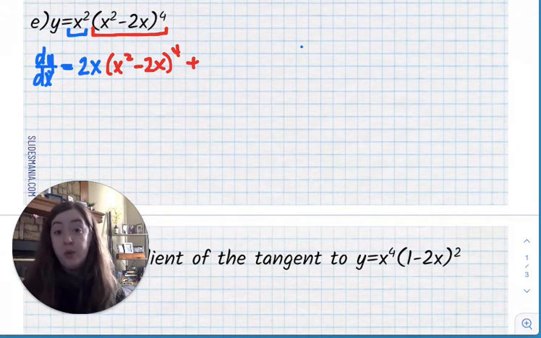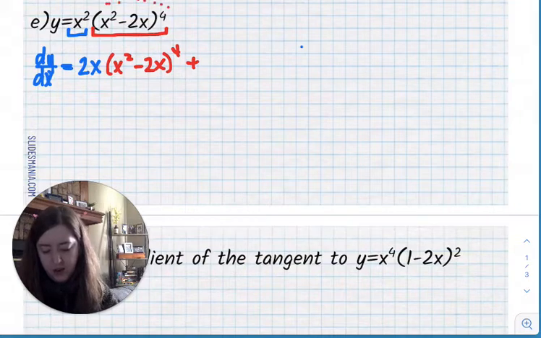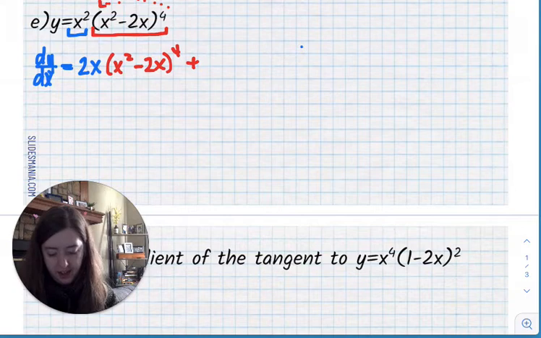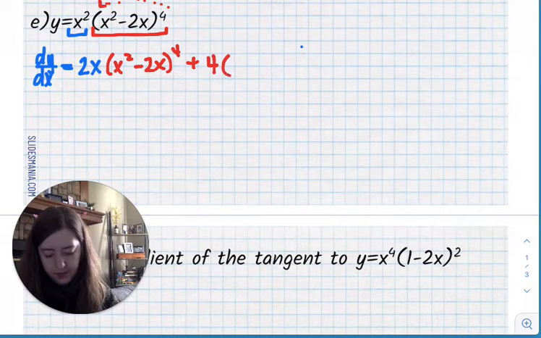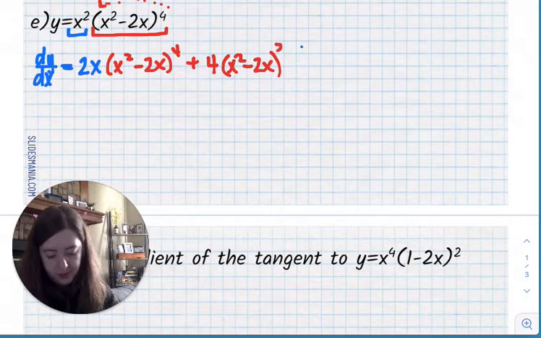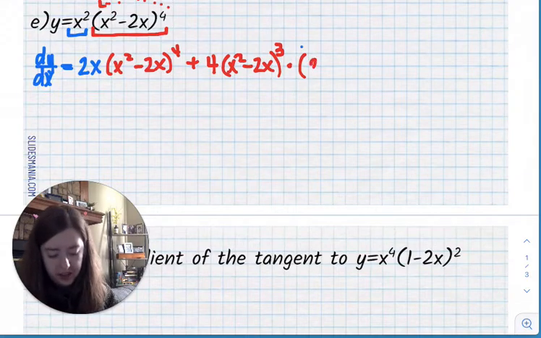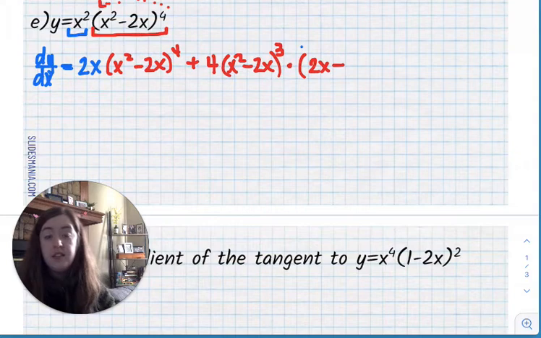So we got a chain rule going on here. For the derivative of just that x squared minus 2x to the fourth, remember we're going to bring our fourth out front and multiply. So we'll have 4. The inside doesn't change. Subtract 1 from the power, so 4 minus 1 is 3. And then we'll multiply by the derivative of the inside. So we'll multiply by the derivative of x squared is 2x minus the derivative of 2x is 2.